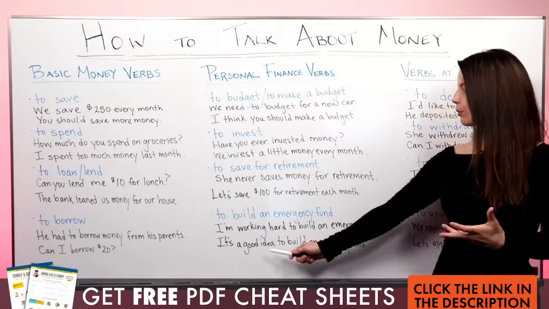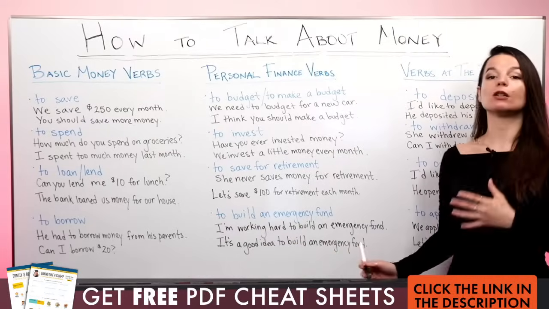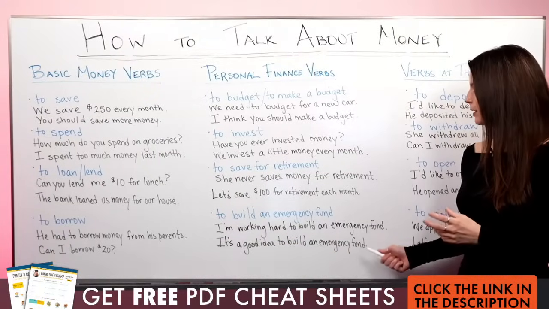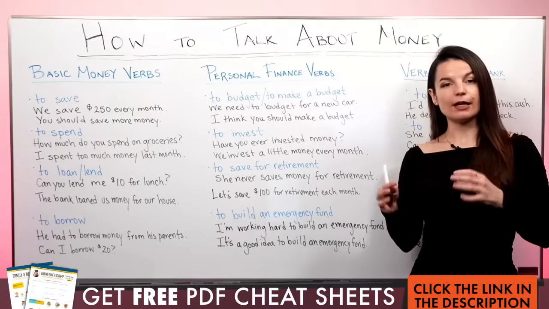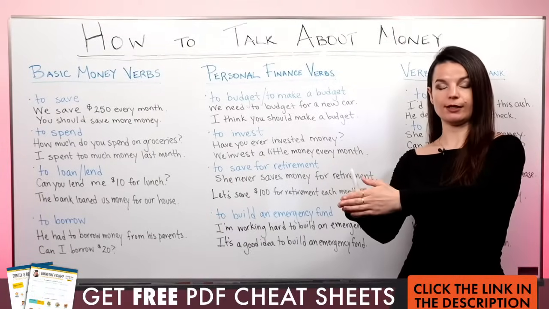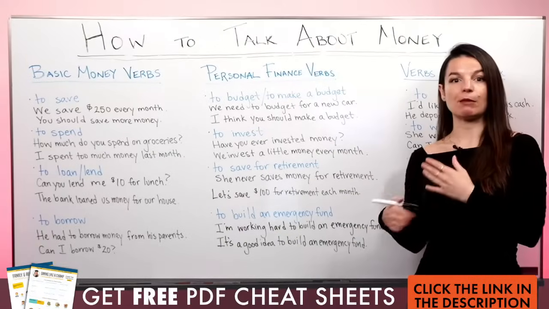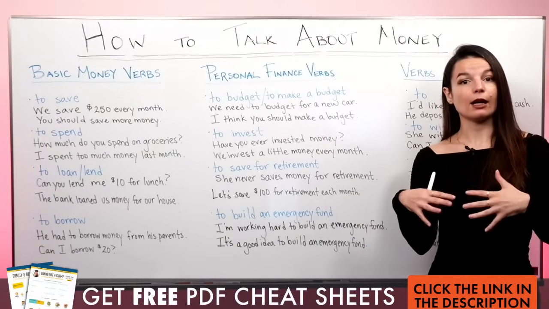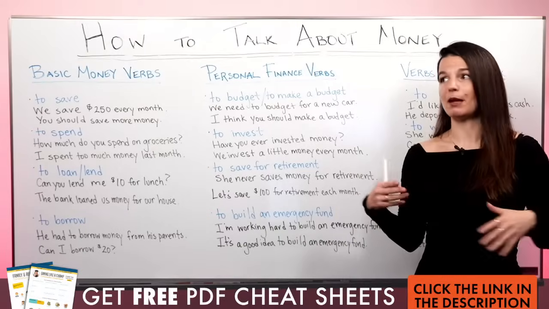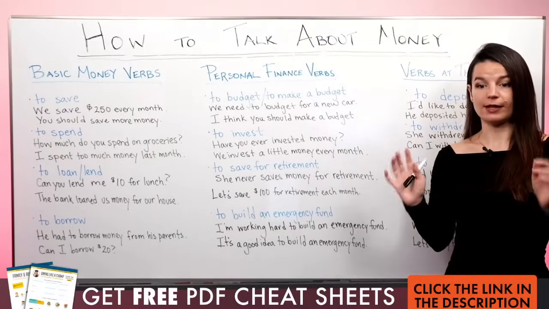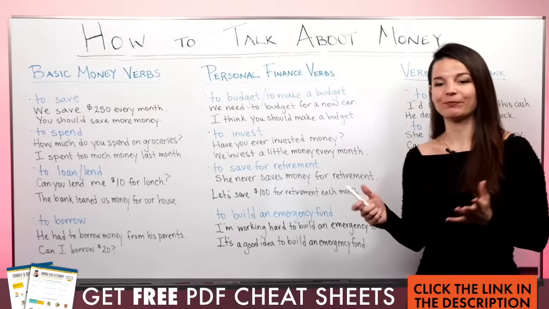And second example, it's a good idea to build an emergency fund, okay? So we can use this to express saving money just for emergencies, yeah? So a lot of people like to have a few months, like maybe 3 months of their income or 6 months of their income, or maybe 1 year of their income in an emergency fund, just in case. So everyone is different. Okay, good.